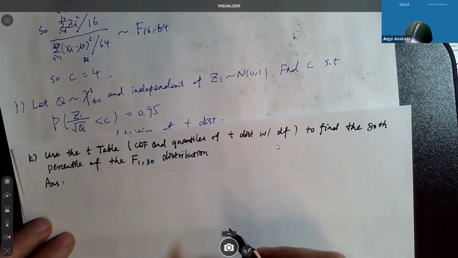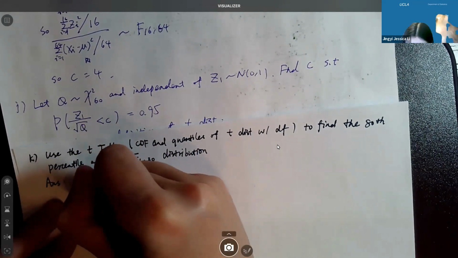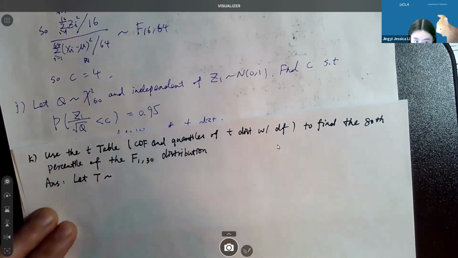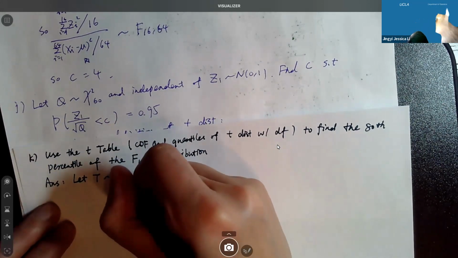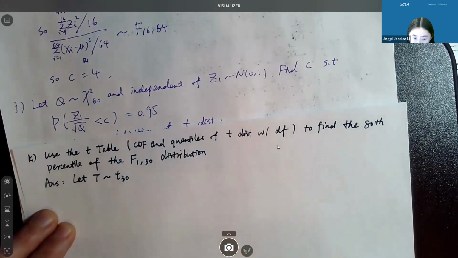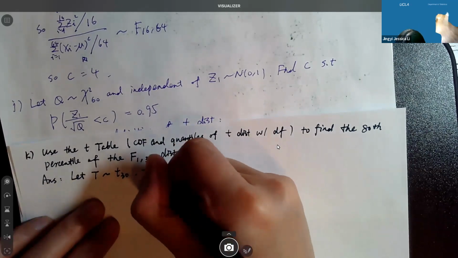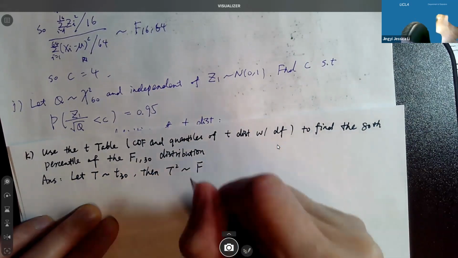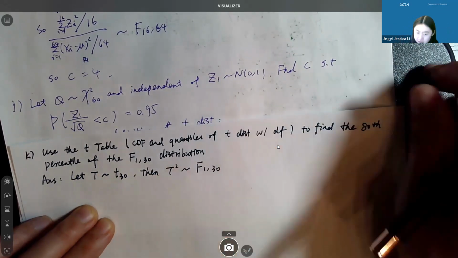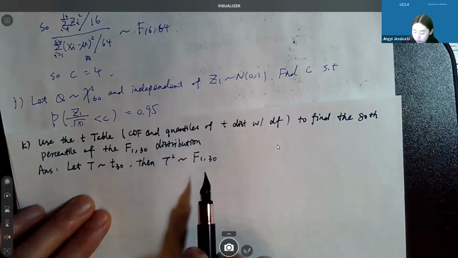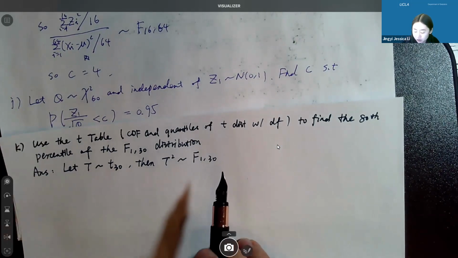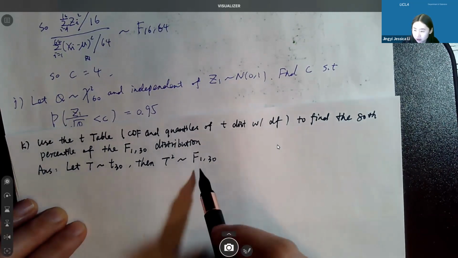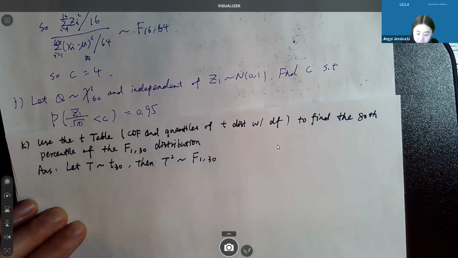So to answer this question, let a random variable, denoted by capital T, follow a t distribution with 30 degrees of freedom. Then we know that T squared follows an F distribution with 1 and 30 degrees of freedom. This is a property we talked about last time. I said that the t distribution is analogous to the standard normal, while the F distribution is analogous to chi-square.